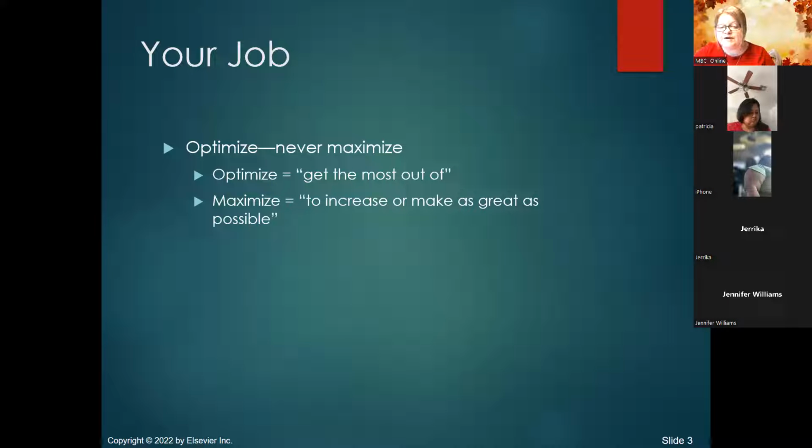Okay. Don't ever increase it. Make sure that the provider's getting all the reimbursement they're supposed to get, what they should get. Okay. But you're not going to use a higher level code just to get a bigger payback. That's called fraud. We don't do that. Okay.